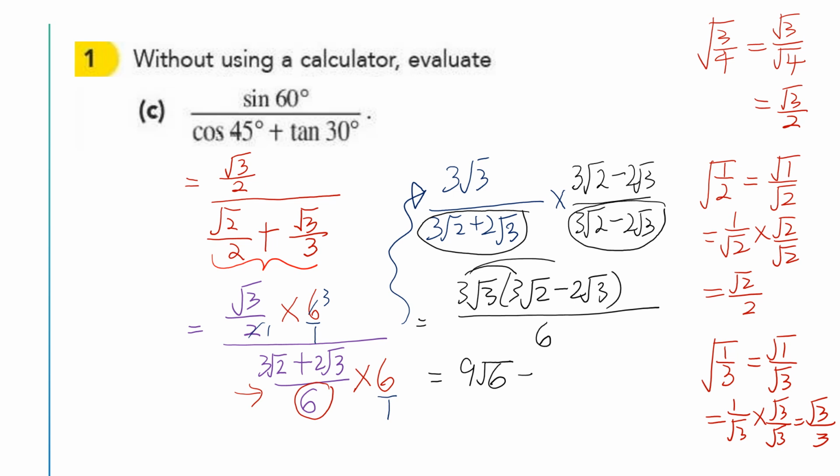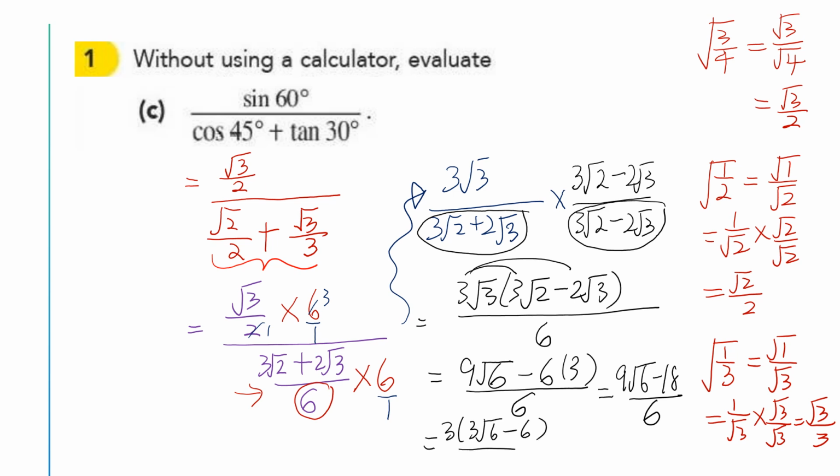Minus, for the other one, 3 times 2, 6. Square root 3 times square root 3 will be 3. So the answer you get will be 9 square root 6 minus 18 over 6. We can simplify further. I can factorize the common factor 3. We get 3 square root 6 minus 6 over 2. Okay, so this is how you do it for 1C.